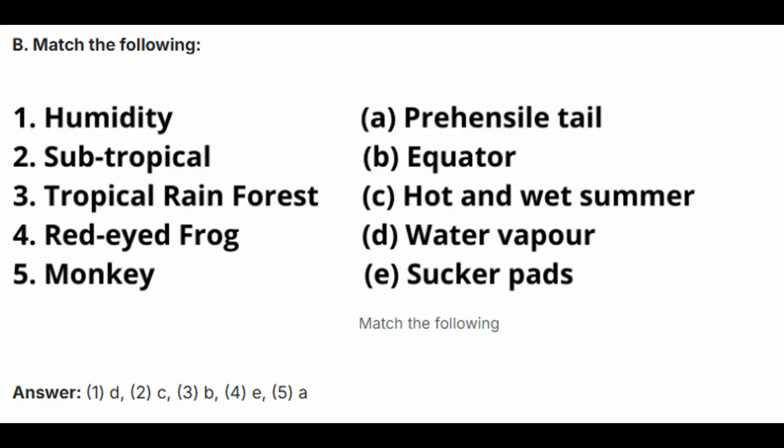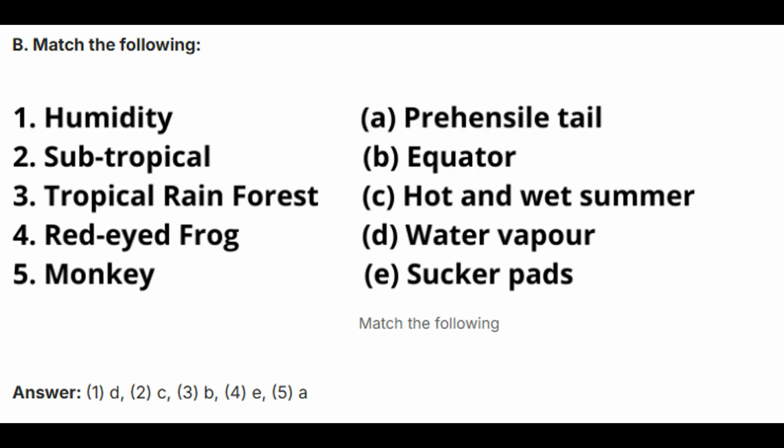B. Match the following. First, humidity. Second, subtropical. Third, tropical rainforest. Fourth, red-eyed frog. Fifth, monkey. A. Prehensile tail. B. Equator. C. Hot and wet in summer. D. Water vapor. E. Sucker pads.